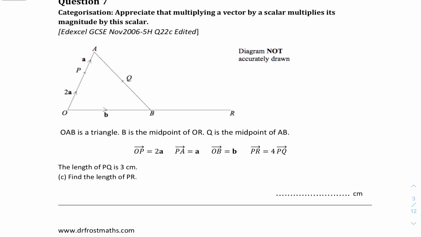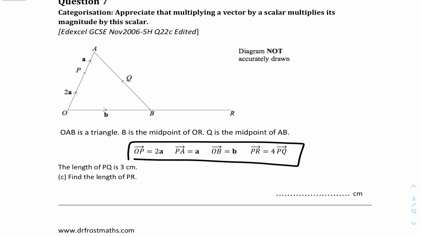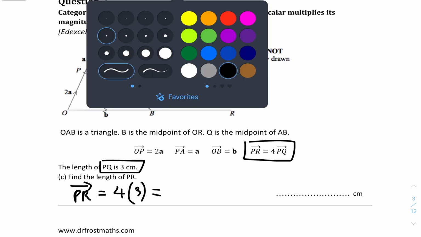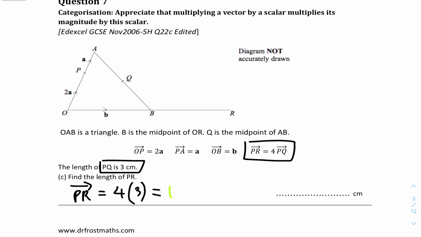In question 7, the length of PQ is 3 cm. Find the length of PR. So it might look complicated at first, with all of these given vectors and different lengths, but we can see the last one here. PR equals 4PQ, and we're given the length of PQ. So we can just use this formula to show what the length of PR is. PR equals 4PQ. PQ is 3 cm. That means that PR is just 4 times 3 to get 12. So 12 cm, like so.